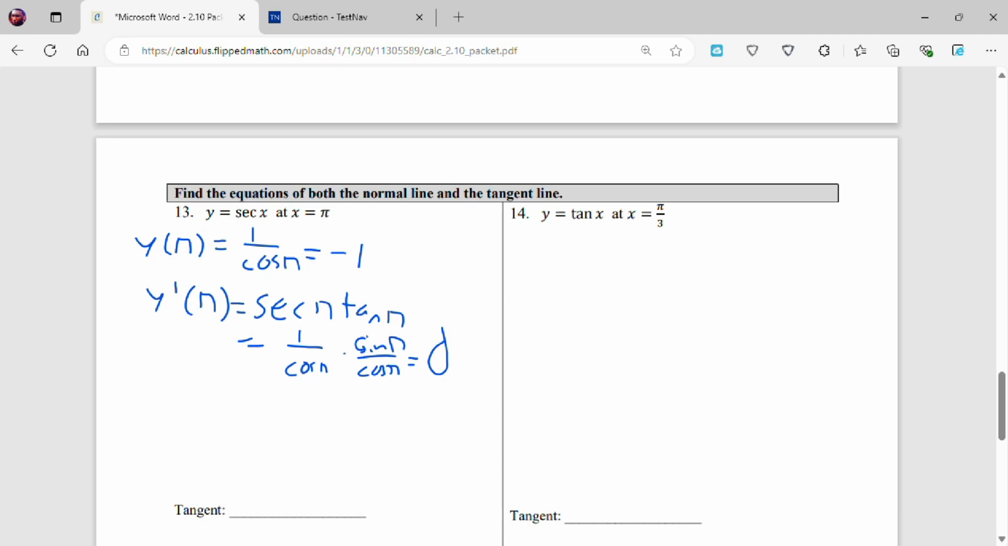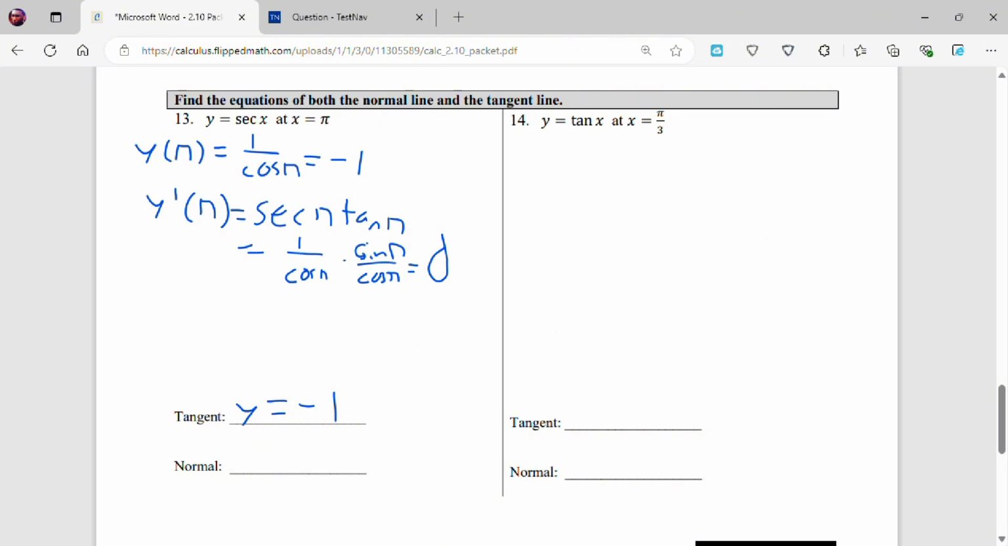So y equals y1 plus our slope, which is 0. So since our slope is 0, everything else will be 0. So y equals -1 is going to be our tangent line.